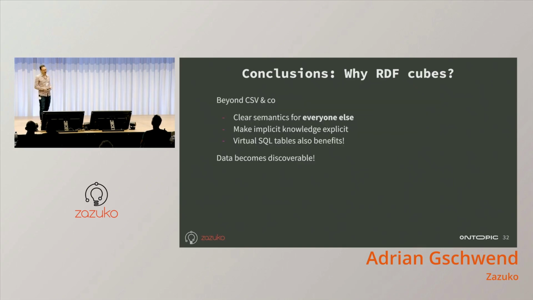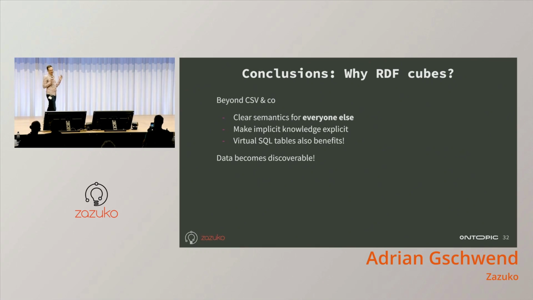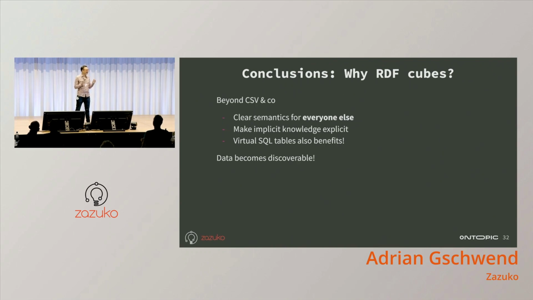So, to finish, why cubes? It's really beyond CSVs. You want to have clear semantics for everybody other than you as the data owner. That's the point. That's why you do the work. We want to share this information. We can do much, much more if we can relate different data sets without spending 3 days pre-processing that stuff in my local data warehouse. Make implicit knowledge explicit, and as we saw, this also benefits SQL use cases.